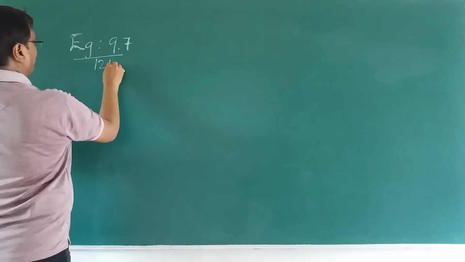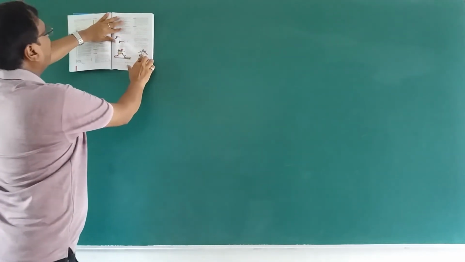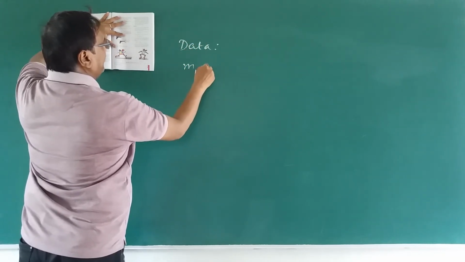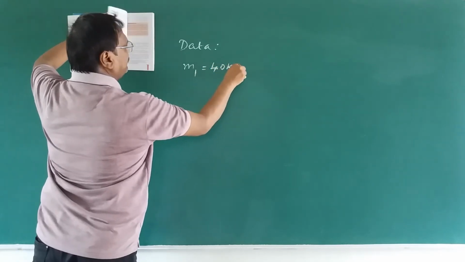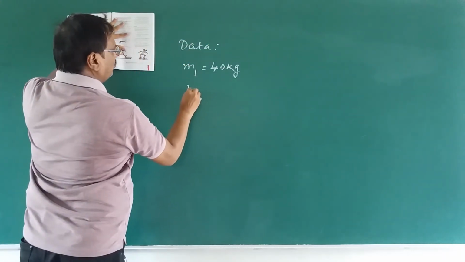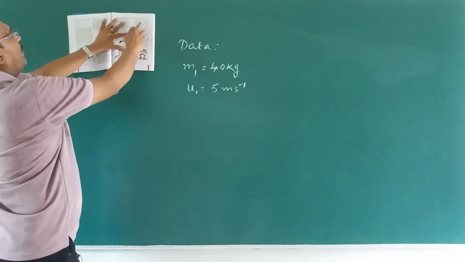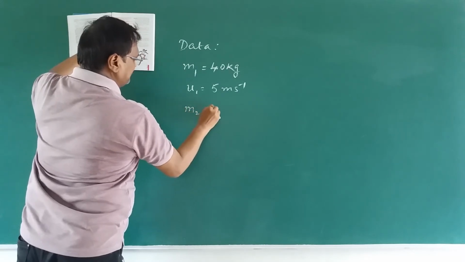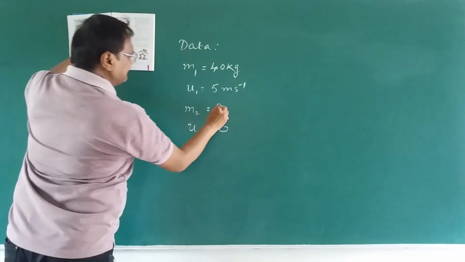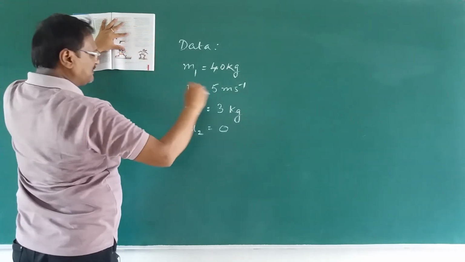9.7, page 125. A girl, see, I am showing you the picture here. A girl of mass, what is the data given to us? Mass of the girl, M1, is equal to 40 kilogram. She jumps with a horizontal velocity, so U1 is equal to 5 meter per second, on a stationary cart. It is stationary, so U2 is equal to 0. Mass of the cart is 3 kilogram.